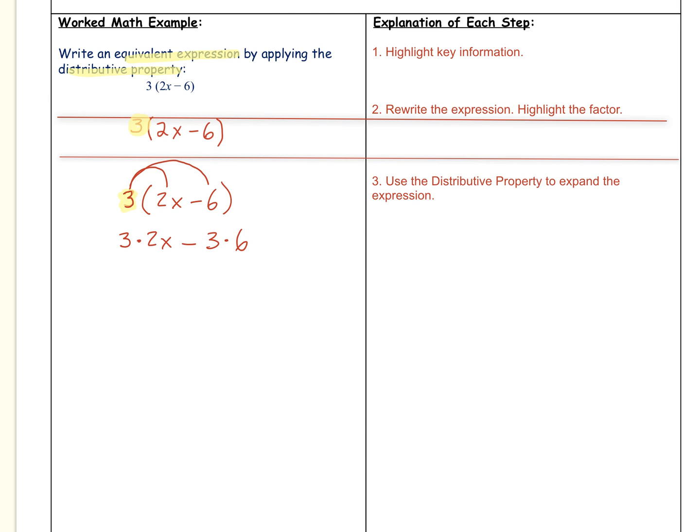3 times 2 gives me 6. And we keep the variable. And now we have minus 3 times 6, which is 18. Now you have the first term that has a variable, and the second term doesn't have a variable, so I cannot combine them. Now the only thing we need to do is box our answer.